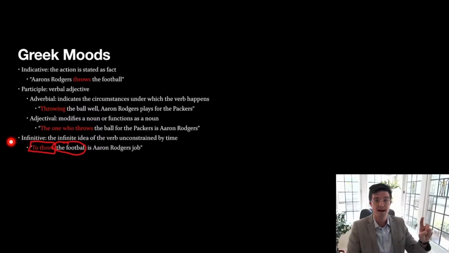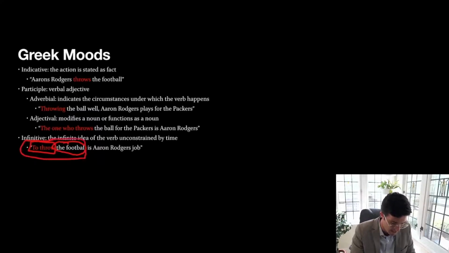So the accusative functions as both the subject and the object of the infinitive. And remember that handy rule, if you have both associated with an infinitive verb in a Greek sentence, the one that comes first is normally going to be the subject. So back to our sentence, to throw the football. To throw takes the object football, but this whole infinitival phrase is the subject of the is verb right here. So to throw the football is the subject of this to be verb.